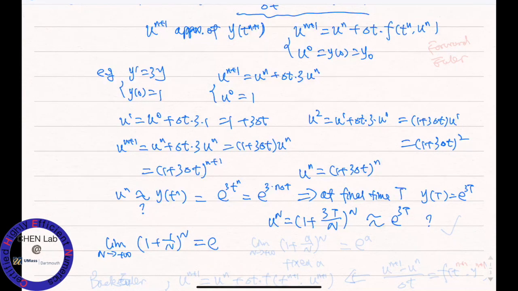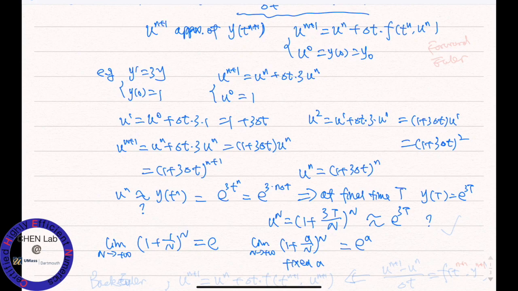This is equal to e. One plus tiny number to huge power. That's not 1. And moreover, we can show that 1 plus a over n to the n, for some fixed a, the limit as n goes to infinity with fixed a, this is e to the a.